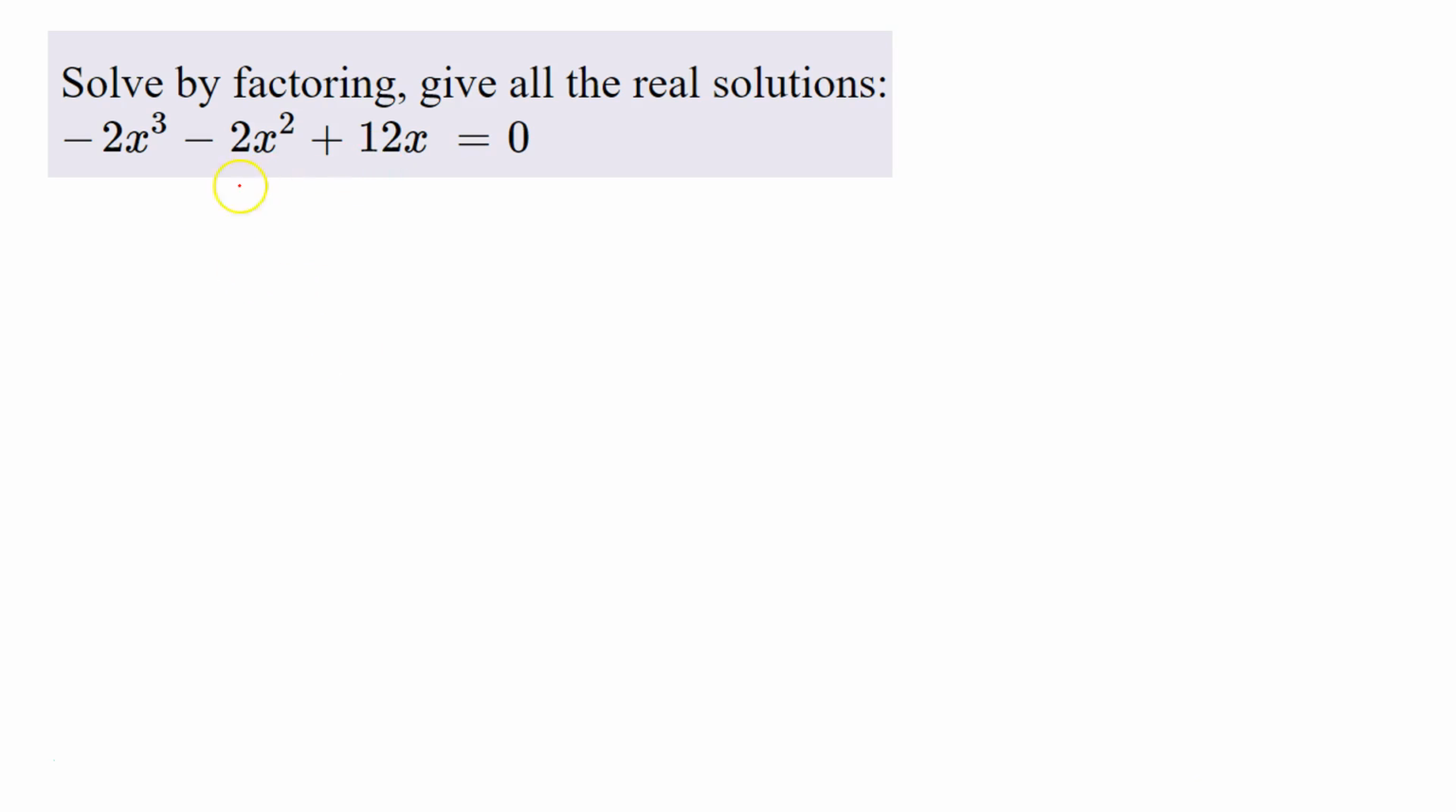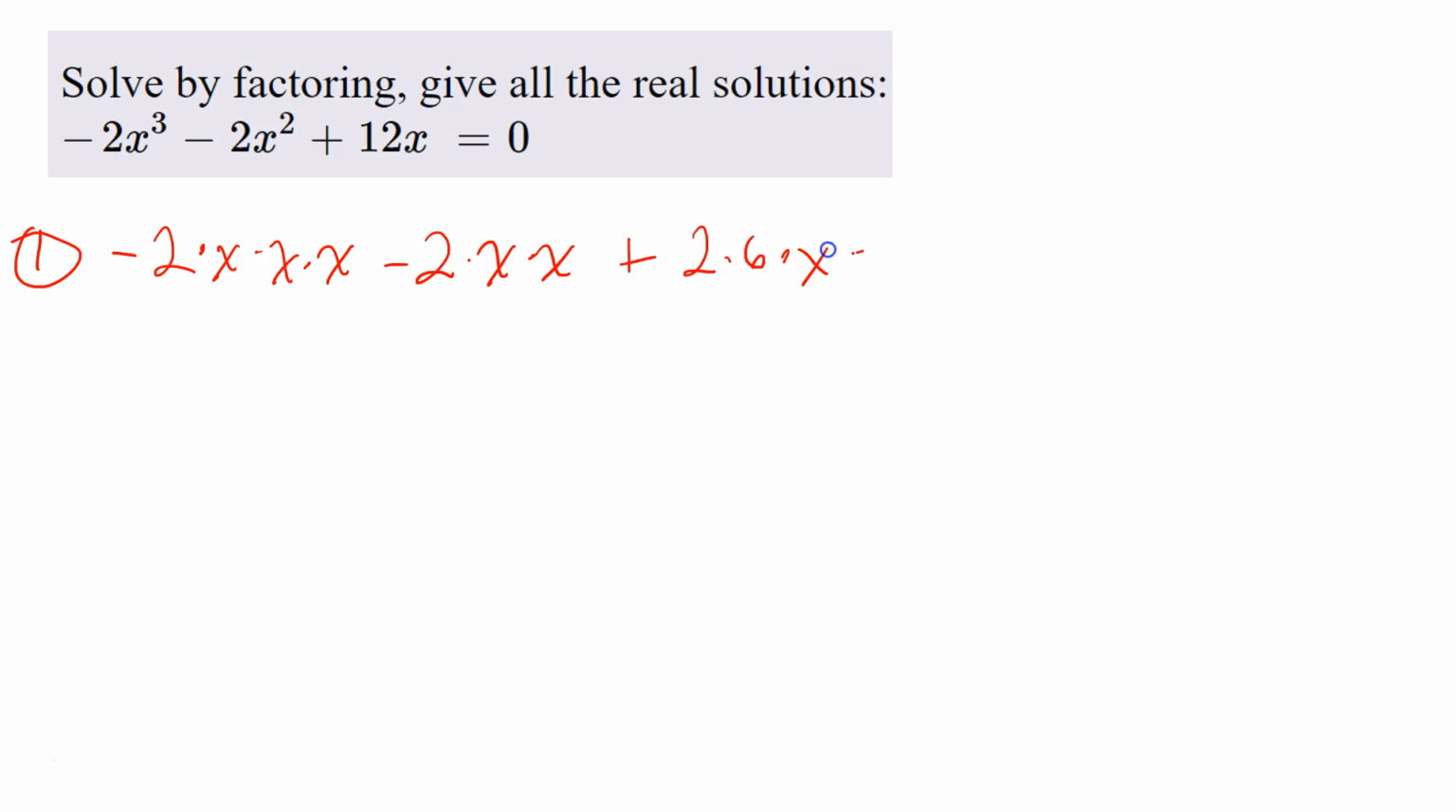Let's do one last example here. Again, it's going to look like this. I have negative 2x cubed minus 2x squared plus 12x equals 0. You want to factor a negative 2 from each term here. For factoring, you always want, as much as possible, to have a positive coefficient on the leading term. X cubed is the leading term. So I'm going to say negative 2, and I'm going to say here times x times x times x minus 2 times x plus 2 times 6 times x equals 0. That 12 can be re-expressed as 2 times 6.